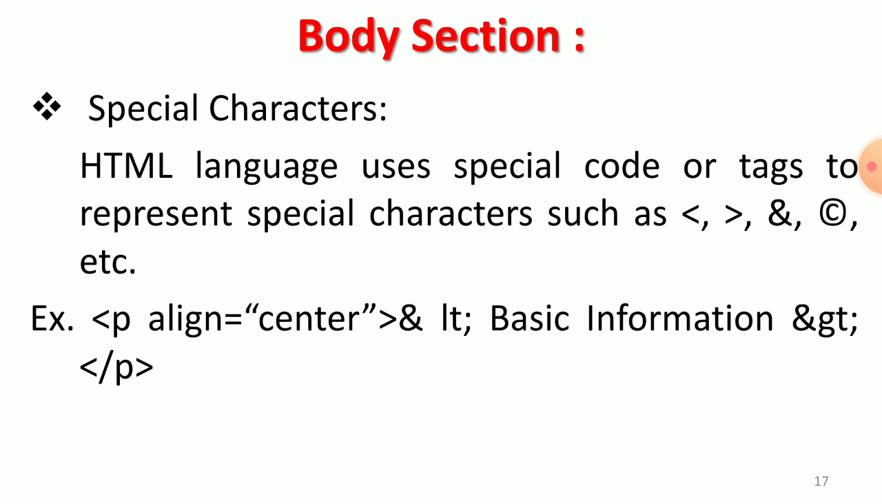The example: p align equals center, and the content is Basic Information, with &lt; meaning the less than symbol and &gt; meaning the greater than symbol. That means the content is Basic Information, and the left side is the less than symbol and the right side is the greater than symbol. That is the use of special characters.